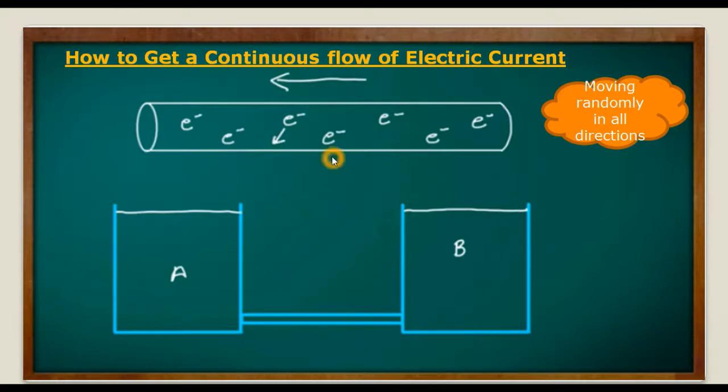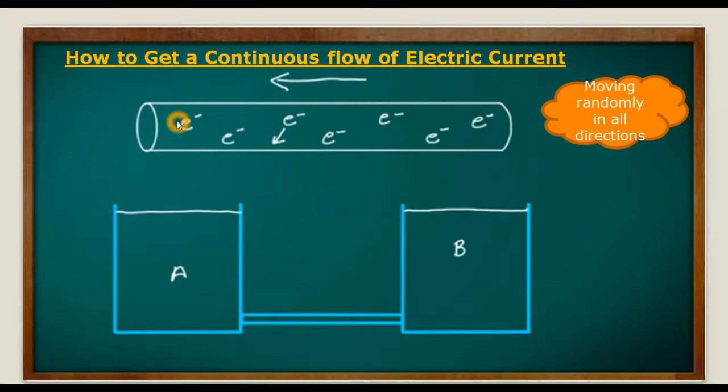Same happens in a conductor. The number of electrons here is equal to the number of electrons present here. So an equal number of electrons are present at both ends, so electrons will not move. Why would they move? The electrons will not move.